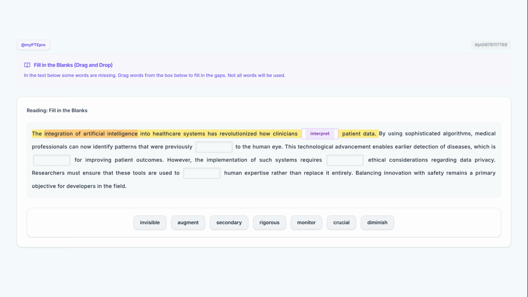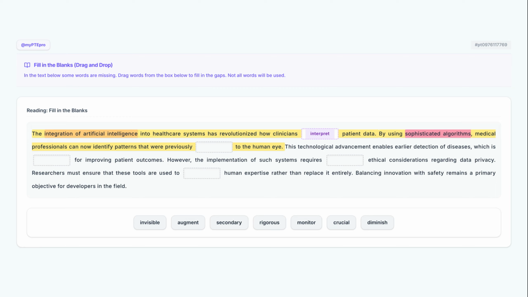This verb is the most logical fit because it describes the primary action clinicians take when using AI to interpret complex medical information. By using sophisticated algorithms, medical professionals can now identify patterns that were previously blank to the human eye. The sentence highlights the power of sophisticated algorithms in identifying things that were not detectable before, by stating these patterns were previously blank to the human eye.